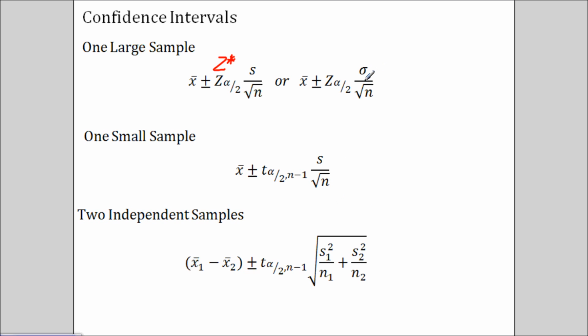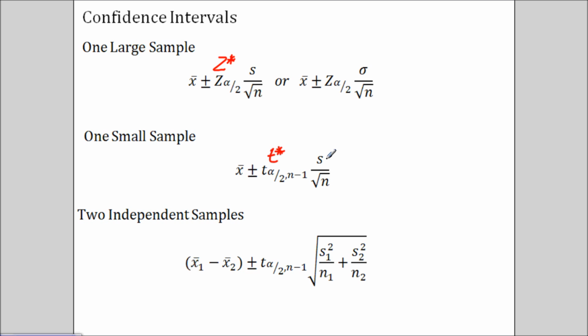If we have a small sample, so our n is less than 30, we use the T procedure, which you'll notice is basically exactly the same. The only difference is instead of Z star, or Z alpha over 2, we use T alpha over 2, which can also be called T star. I'm not fussy on that notation. T alpha over 2 also relies on its degrees of freedom, which is n minus 1. So these are very similar. The only difference is where we get this value, whether we use the Z value or the T value. Otherwise, the procedures are exactly the same for one sample.